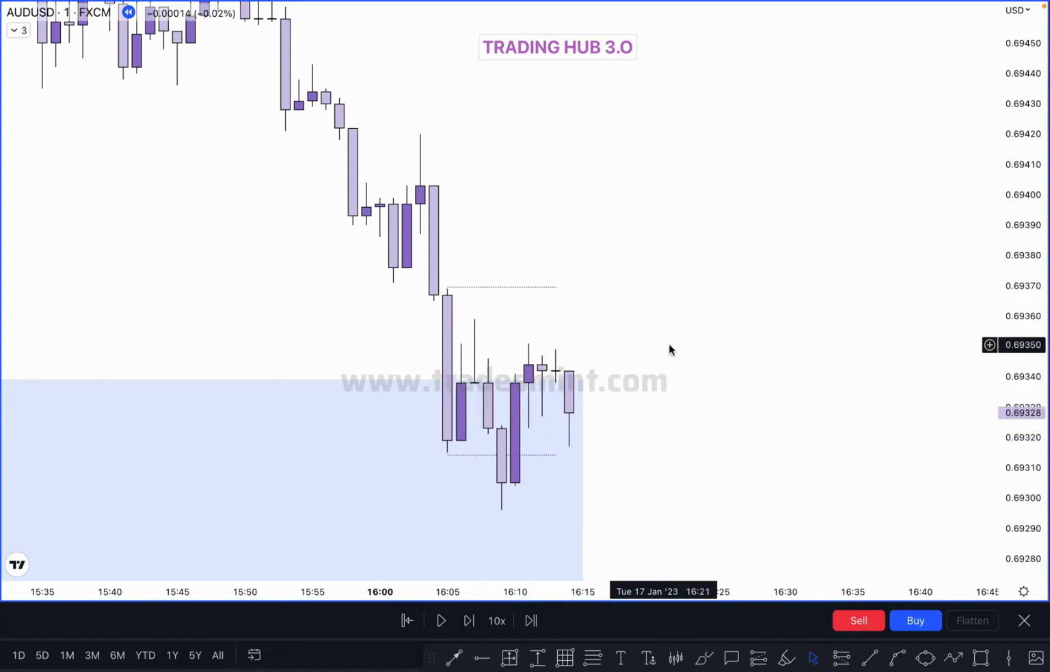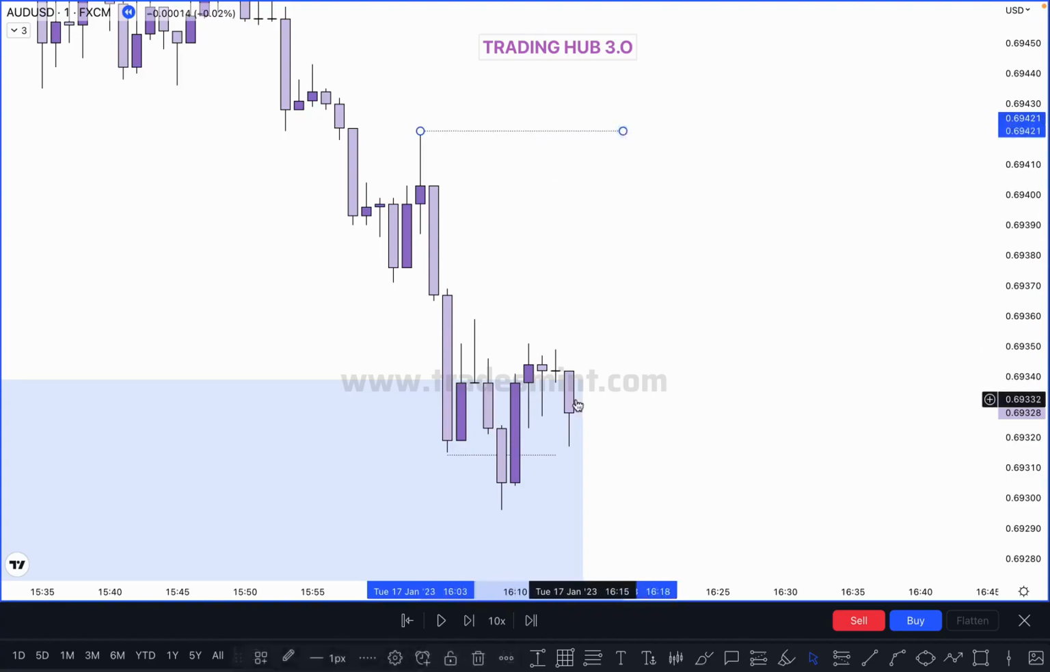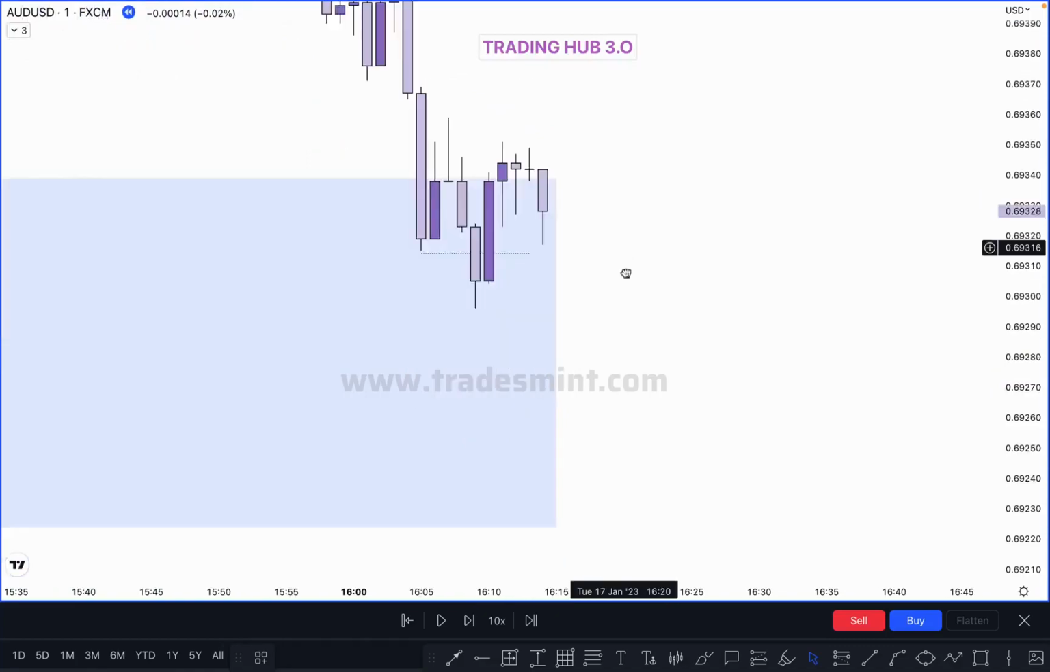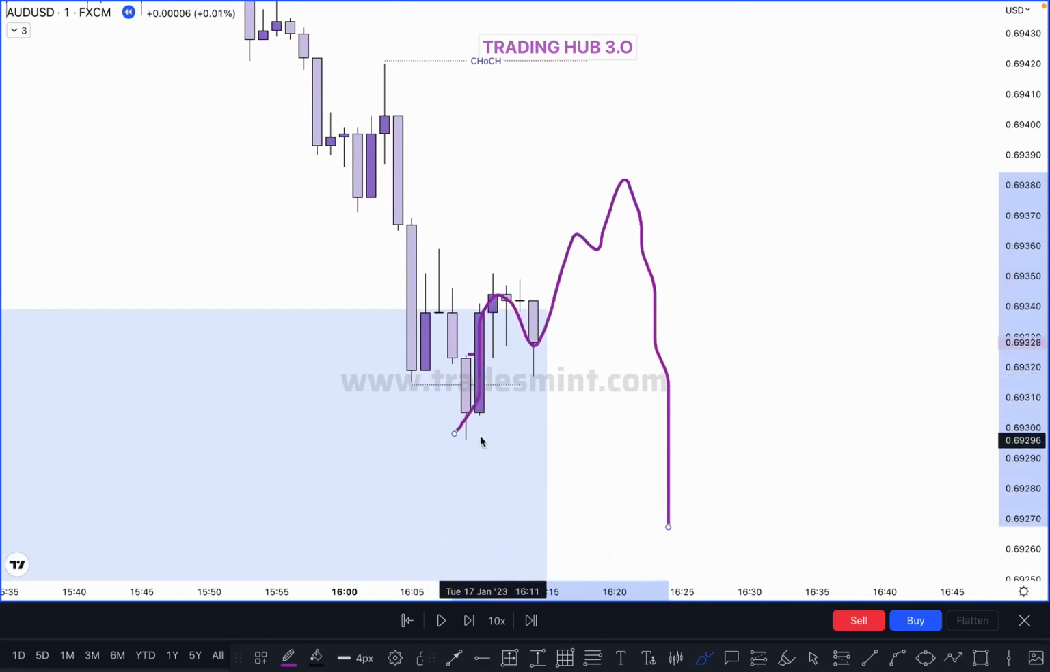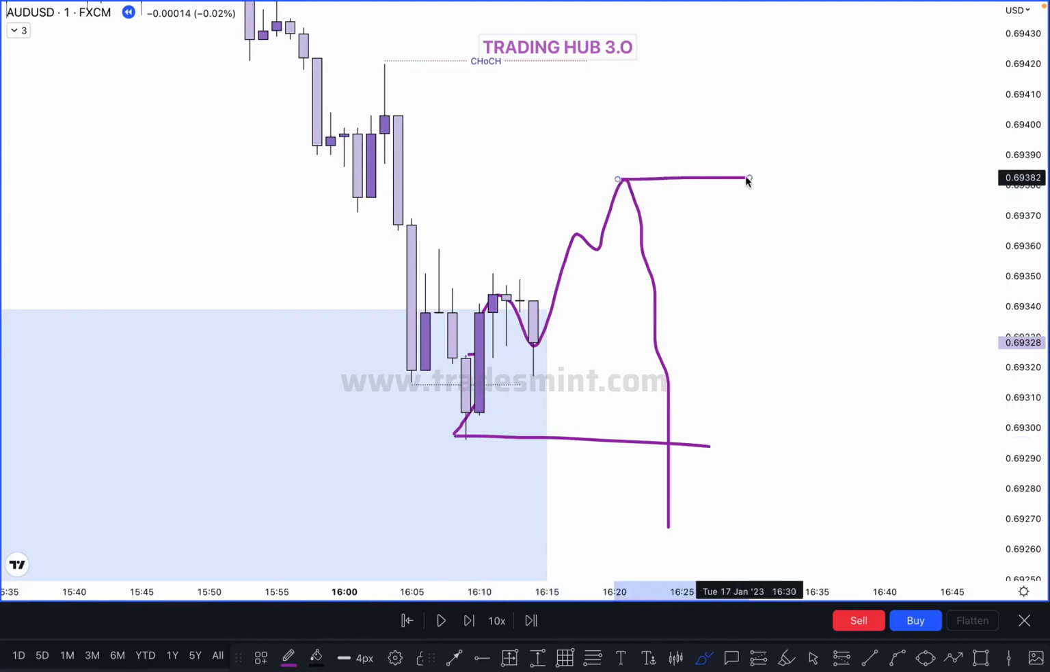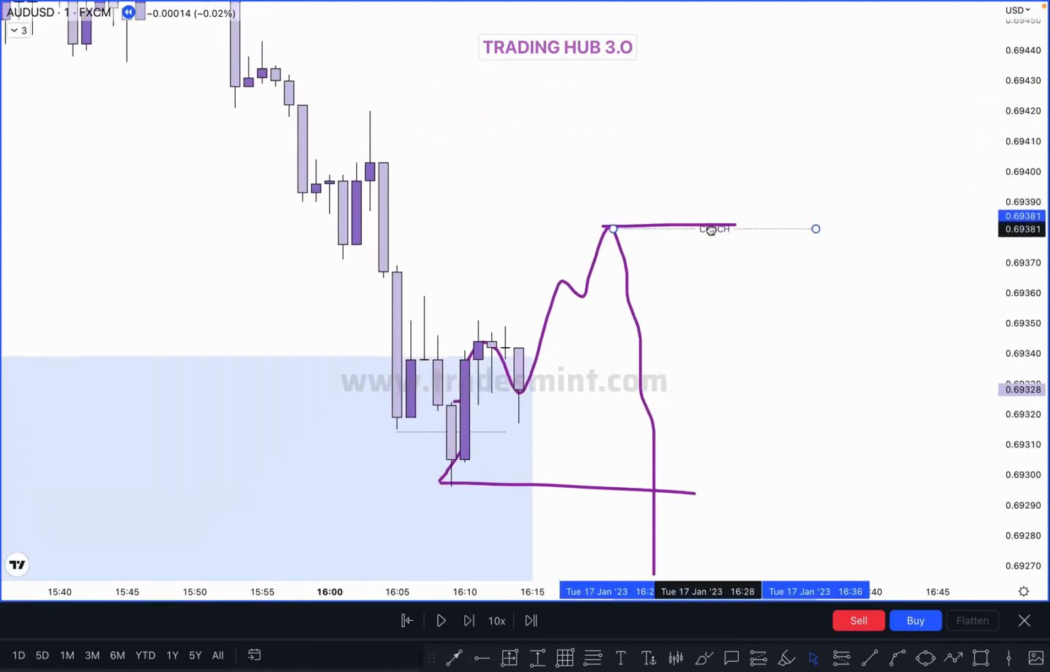Okay, so where is our first pullback? The first pullback is here. So this one is our change of character. Price must break this high. If the market breaks this high, then definitely we can take entry here. If the market does not take out this high, and if the market creates another pullback here, possibly here, because the market broke this high, so this becomes our valid pullback and the market can go higher and push downside like this. Okay, so this high becomes our new change of character, something like this.